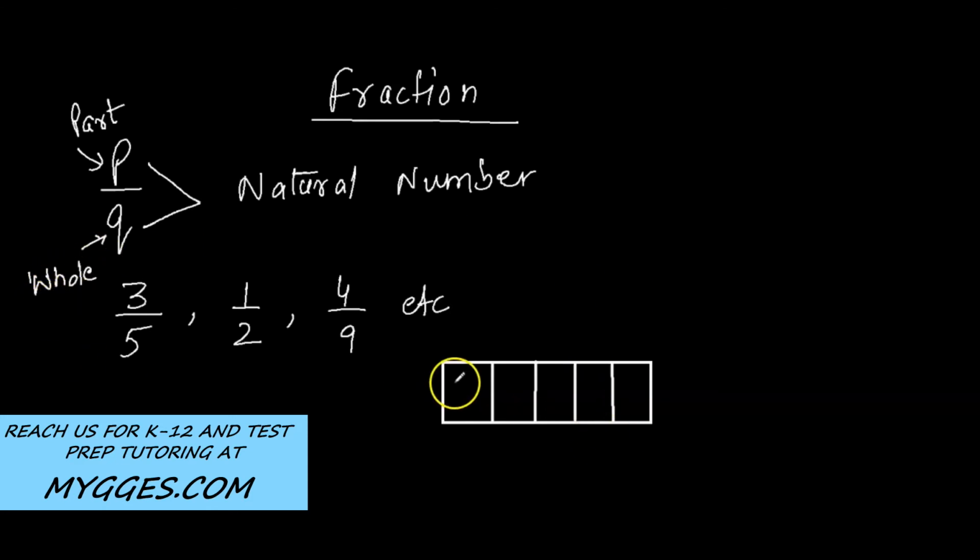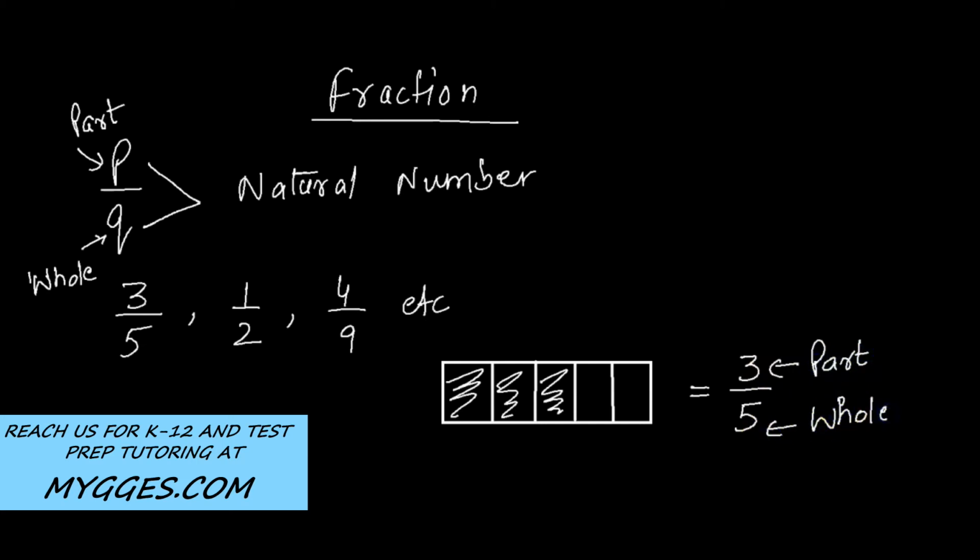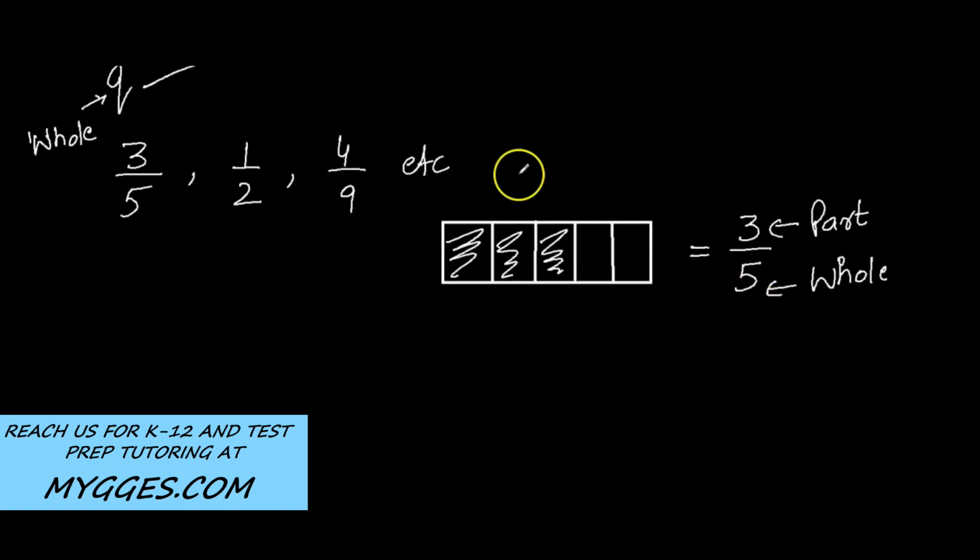And if I just shade, or if I just have taken 3 out of 5, then we can write the fraction as 3 out of 5, which is also called 3/5. So where 3 is your part and 5 is your whole. Now in a fraction, your top number is also called the numerator, and the bottom number, which is also called the whole, is written as the denominator.